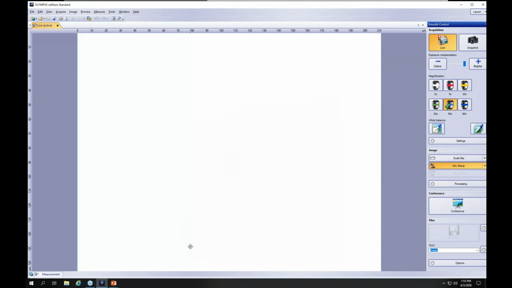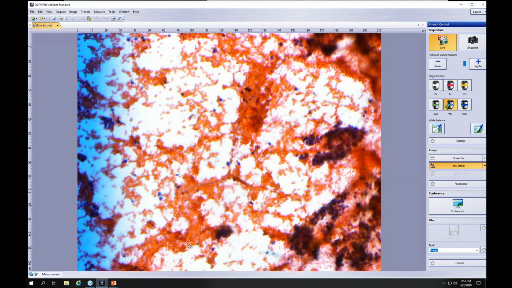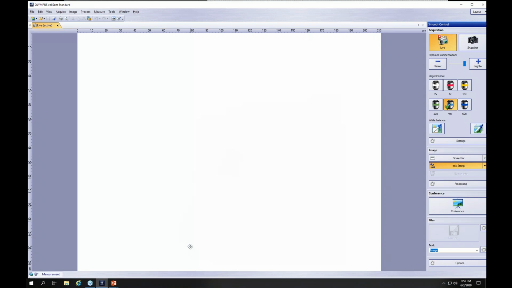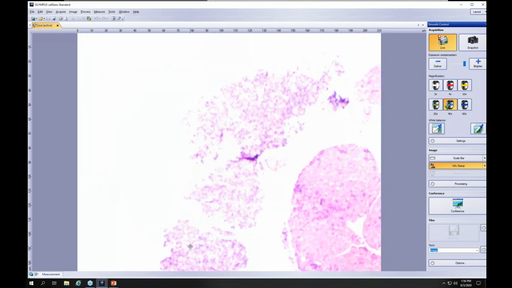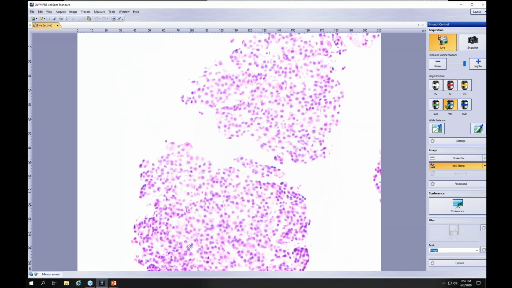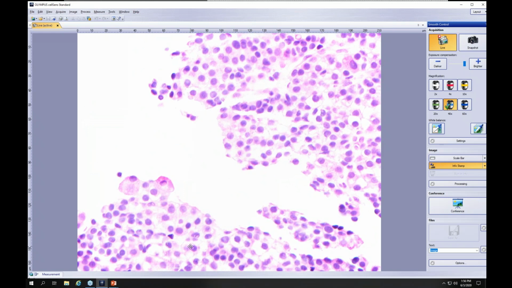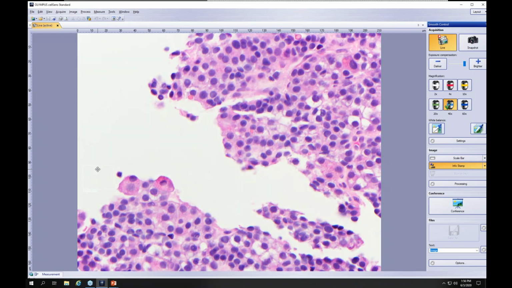On Papanicolaou stain, we saw similar findings. It's quite cellular. And amongst this blood, you can see that there's a lot of cells present here. These little clusters of cells. And then on cell block, we can see similar findings with a moderate amount of cytoplasm.